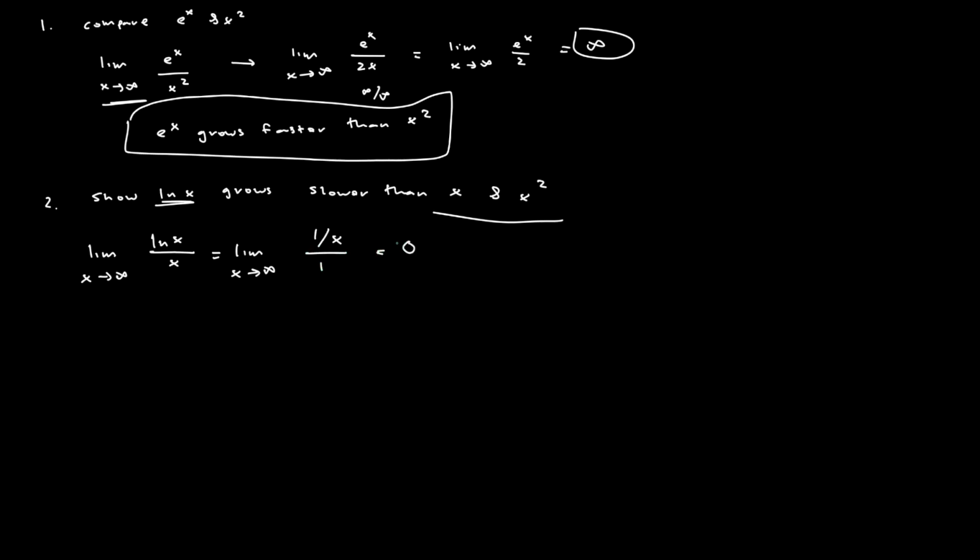And so ln x clearly grows slower than x, and you can do something similar with the x squared example. As we take multiple derivatives, the first one would give us 1 over x divided by 2x, and that will give us 1 over 2x squared. And the limit as x tends to infinity of that will simply equal 0 as well. And therefore, ln x grows slower than x and x squared.